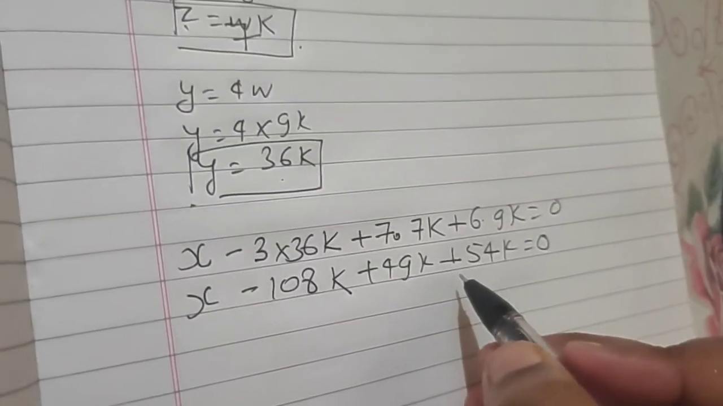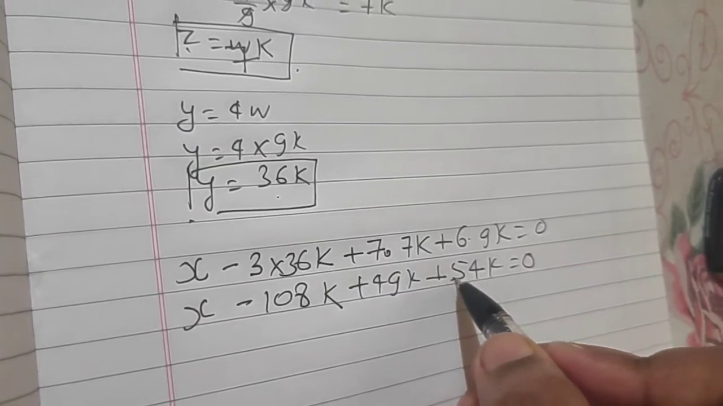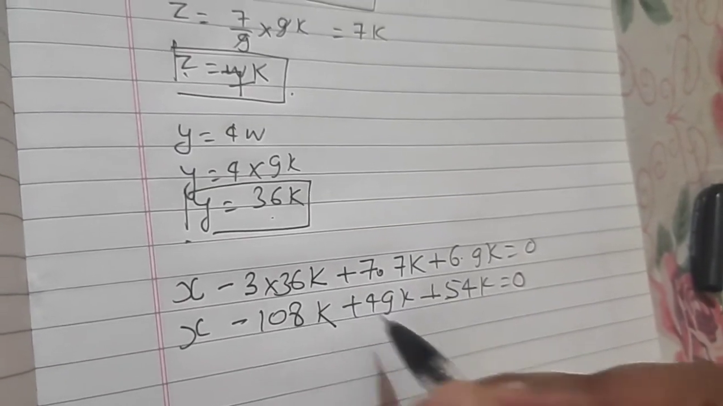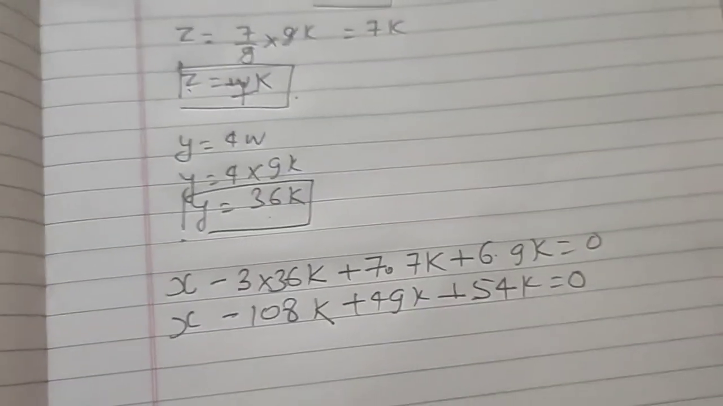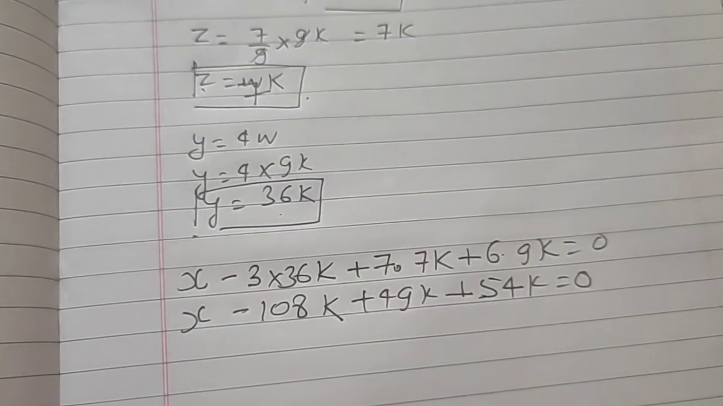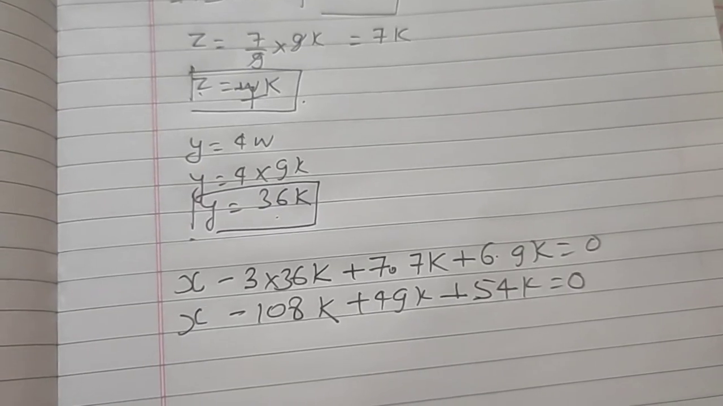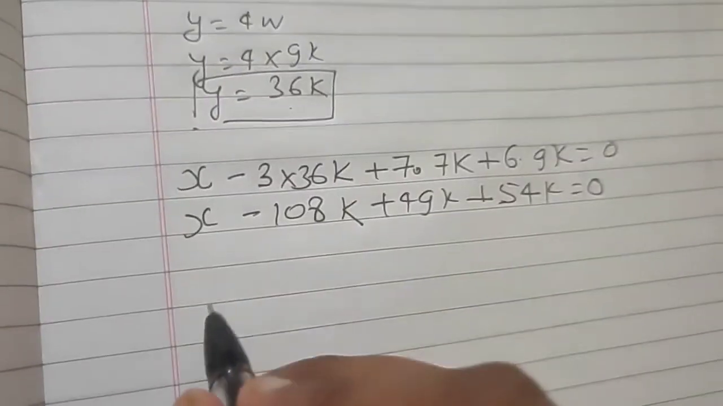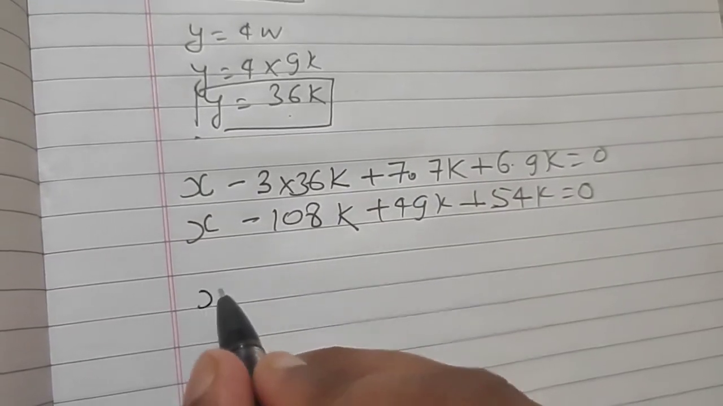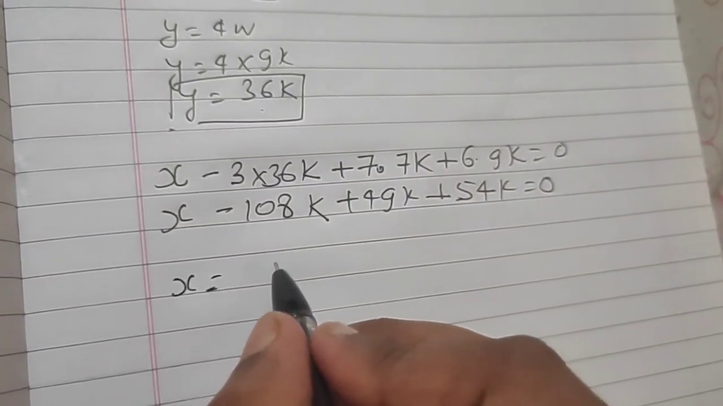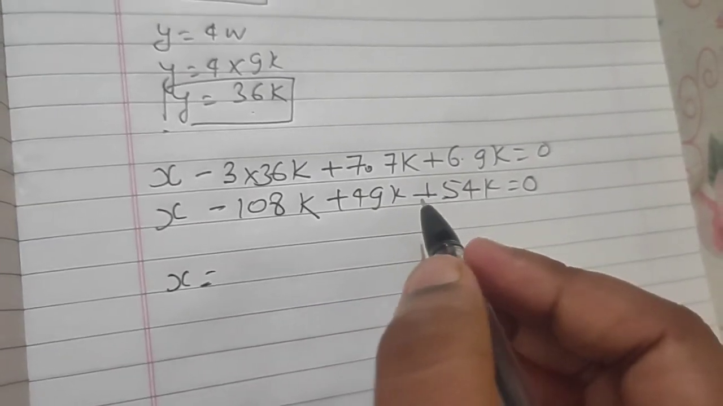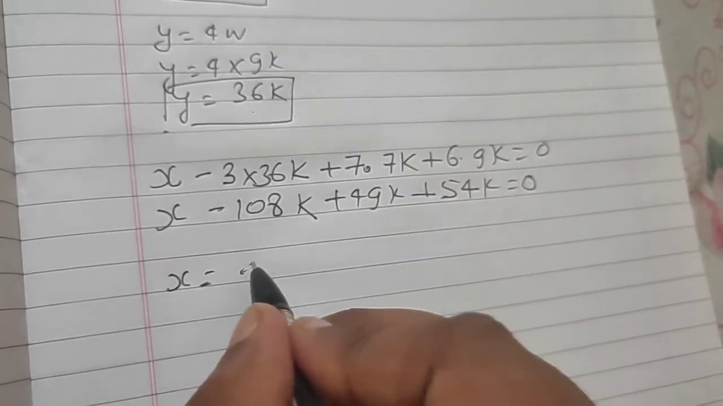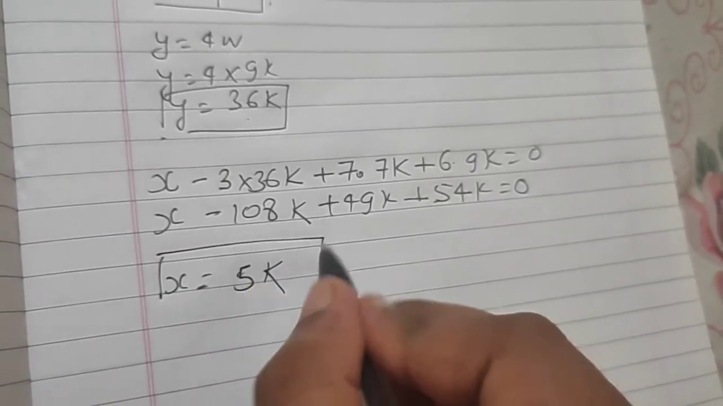Okay, so this is 50 plus 40, this is 90. Okay, 50 plus 40 is 90 plus 13, so 103. Okay, so x will be minus 108 plus 103, so minus 5, send that side, so x equals to 5k.